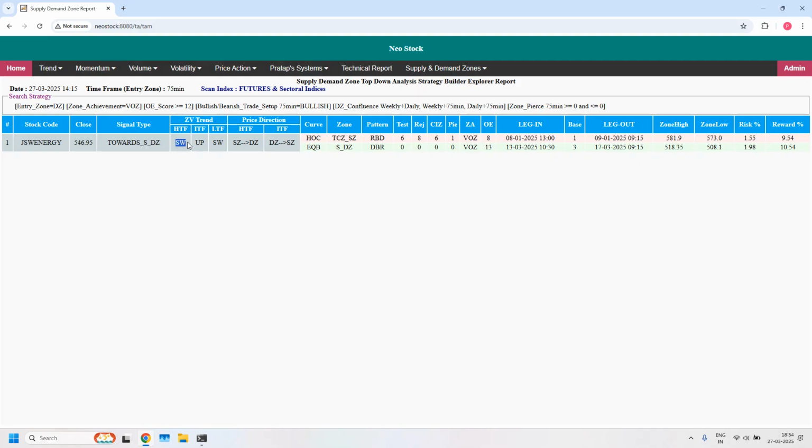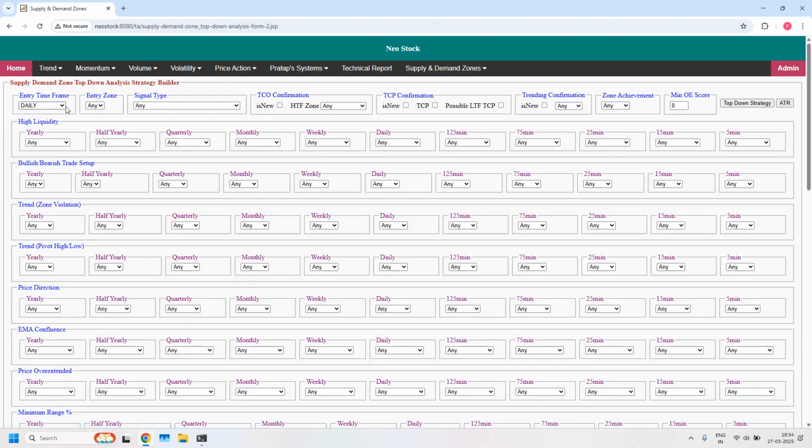But weekly trend is sideways. In the sideways trend, weekly demand zone having weekly EMA confluence does not add any advantage, because EMA confluence never gives any advantage in sideways trend. So that's why we are not checking EMA confluence for this HTF time frame. So this is bullish trade setup for weekly income trade. Next we will look into bearish trade setup for weekly income trade.